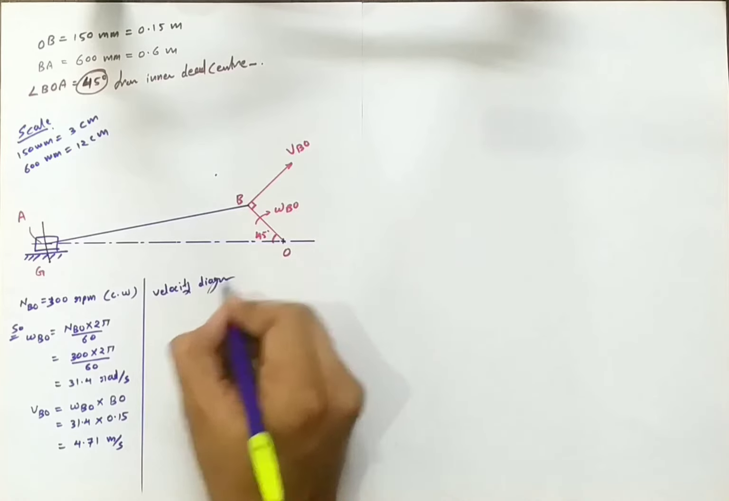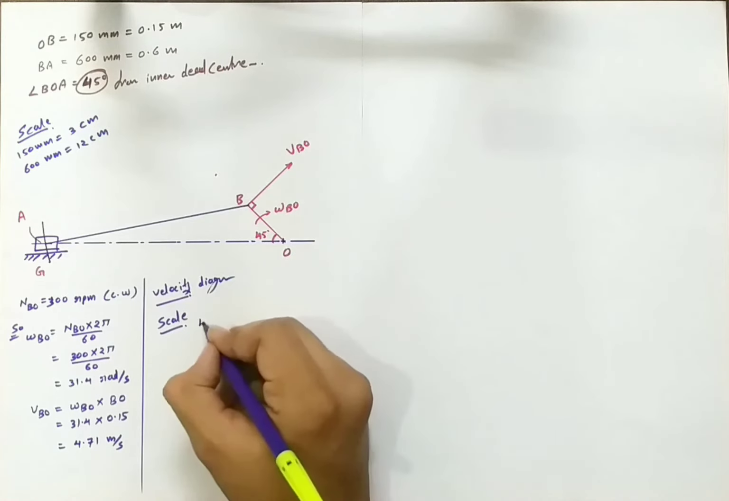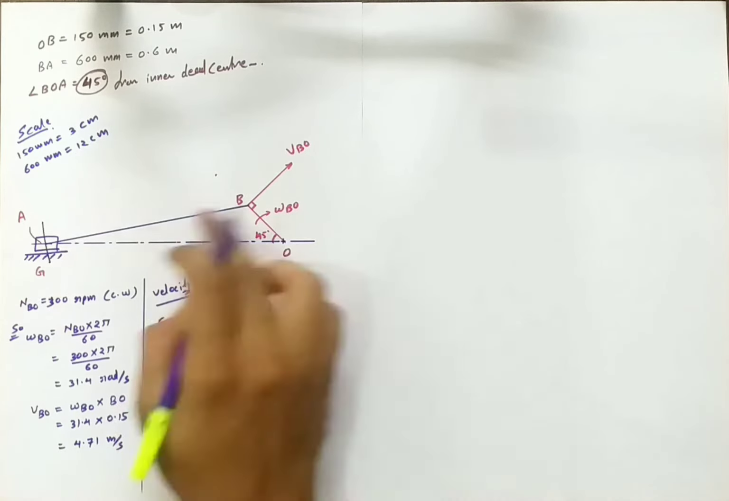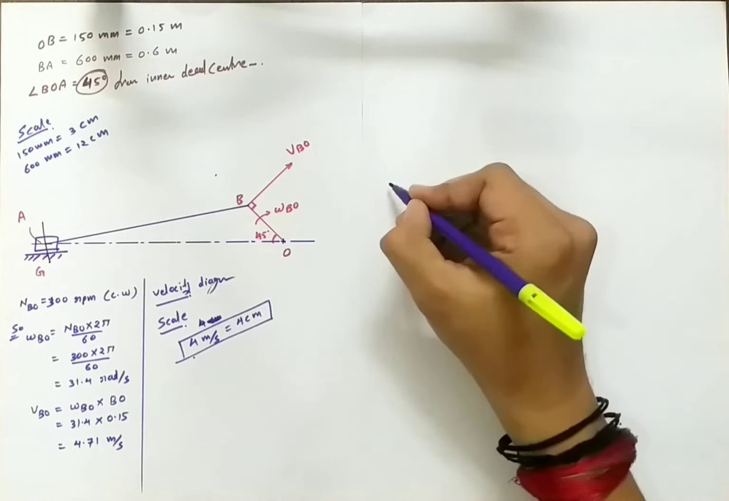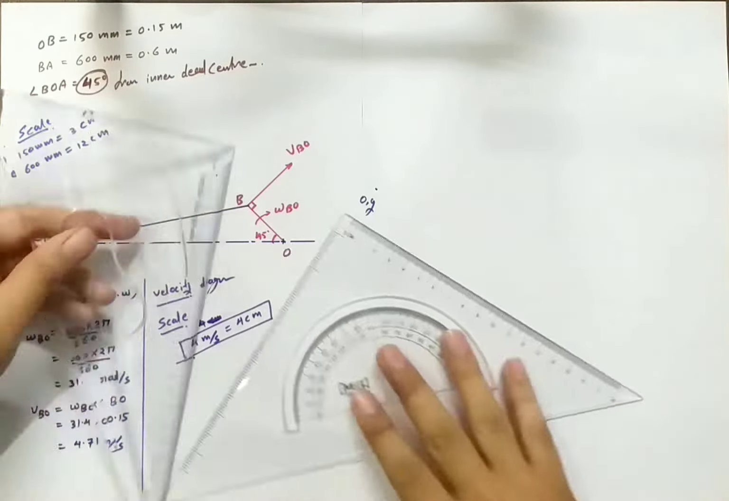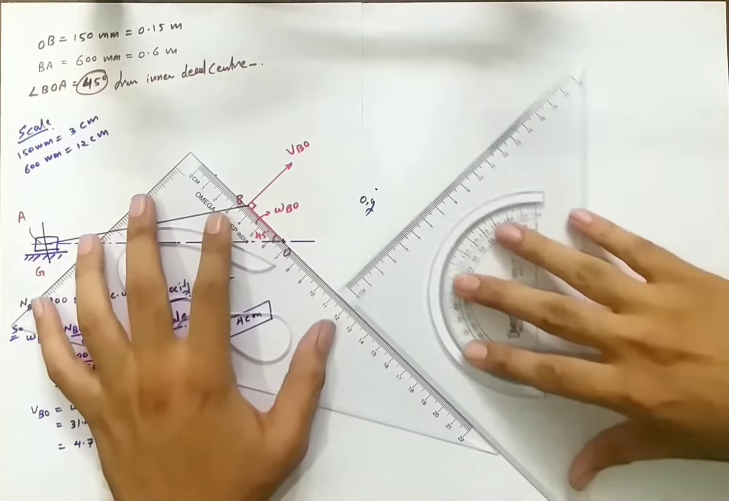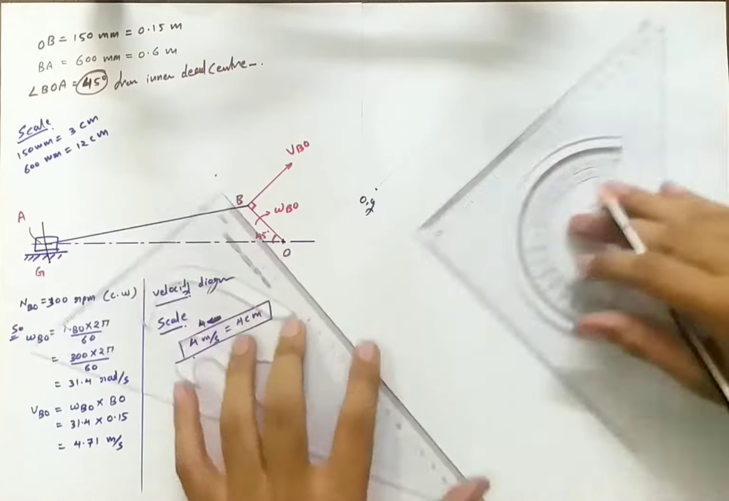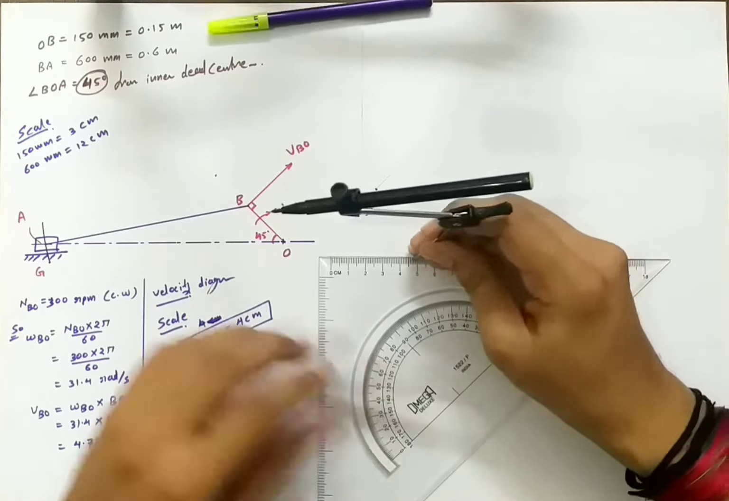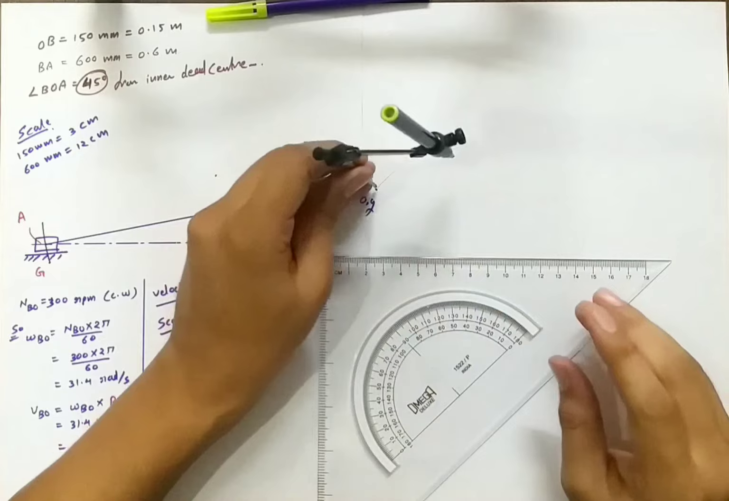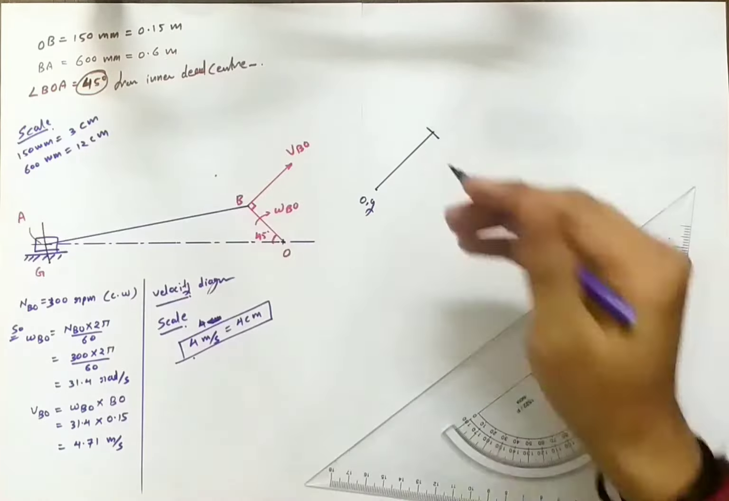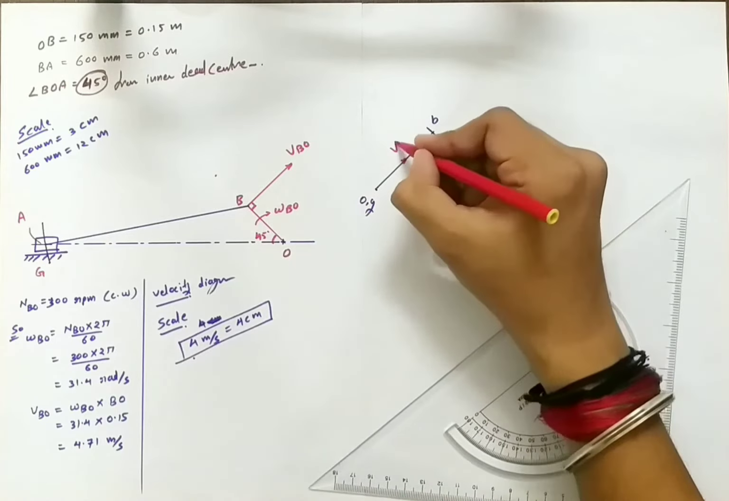For the other links we have to make the velocity diagram, and for that we have to choose a particular scale. So we have taken 4 meter per second is equal to 4 centimeter. Now we have to mark the fixed points, that is O and G, and we will shift the input link velocity in the given direction. That is 4.7 centimeter as per the scale. Now this is point B, and this is the direction of VBO.